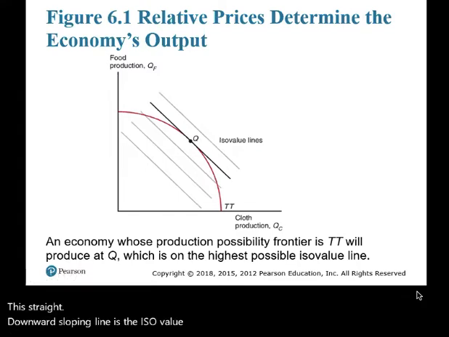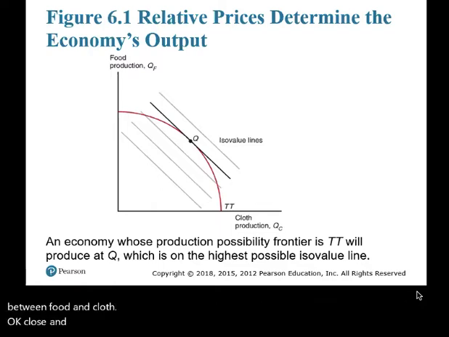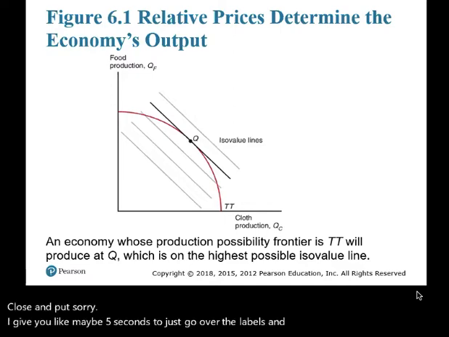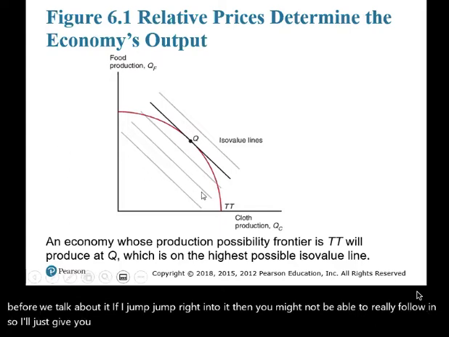This iso-value line is basically the price ratio between clothes and food. Sorry, clothes and food. I'll give you maybe 5 seconds to go over the labels and the details of the graph before we talk about it. If I jump right into it, you might not be able to follow. So I'll give you one moment to digest.